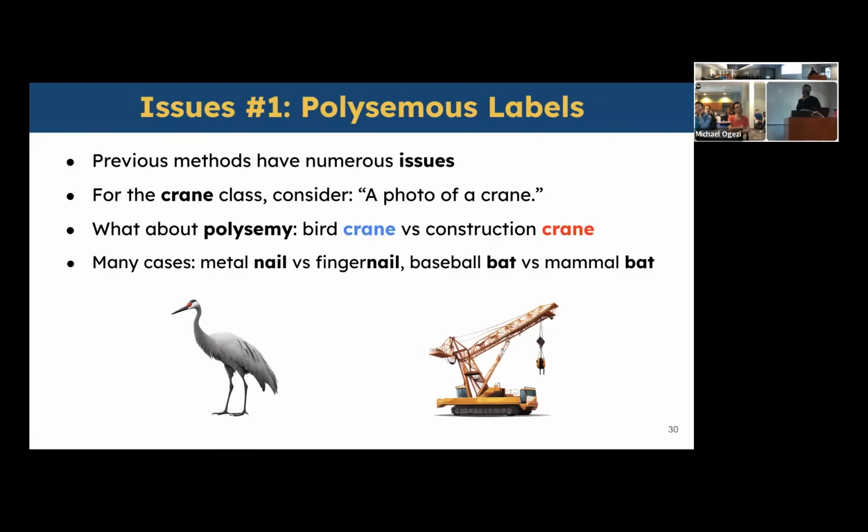The first we're going to talk about is polysemy. This goes back to the example of the crane. I love cranes a lot. You have the issue of bird crane versus construction crane, and when you have just crane, as in a lot of these data sets, you're not sure what someone means. There are other examples like metal nail versus fingernail, or baseball bats versus normal bats. When you have labels that use words like this, there is always going to be some level of ambiguity because words try to do a good job, but they are not perfectly expressive.